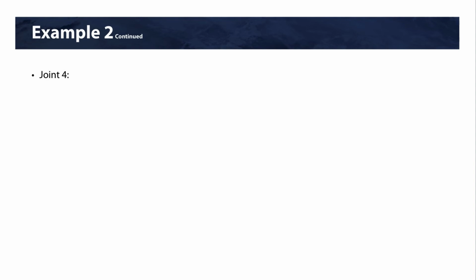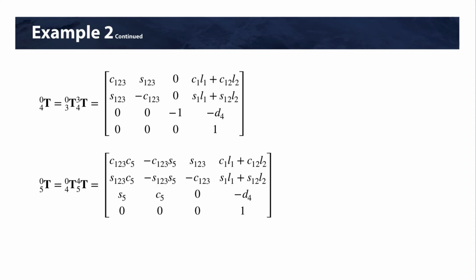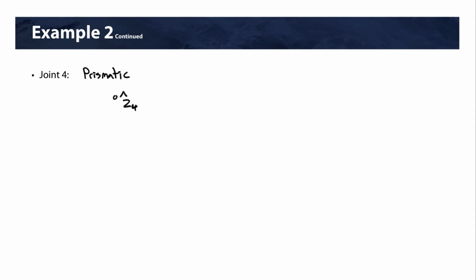Joint 4 is prismatic, which is pretty easy. All we need is the joint direction, so we just need Z4 with respect to the base frame, so we're going to get that from T04. All right, and that's our joint direction there, 0, 0, minus 1. So let's just go write that down so we have it. All right, 2 more joints to go, and they're both revolute.